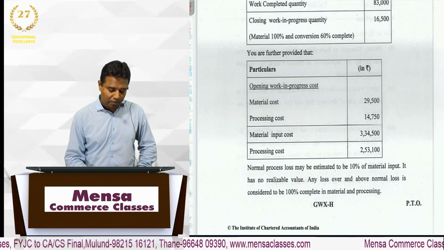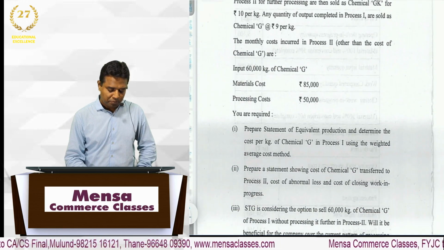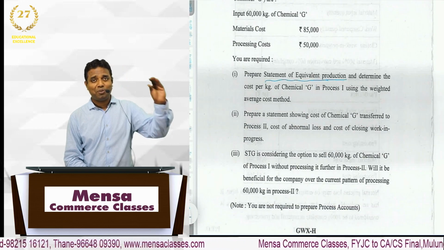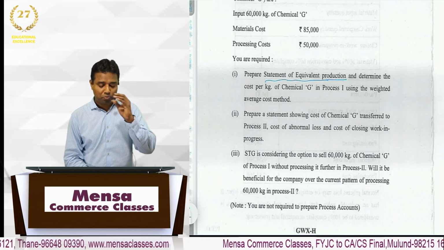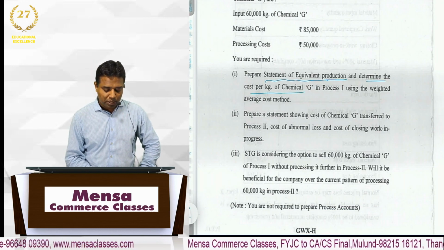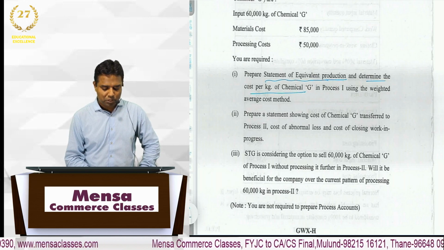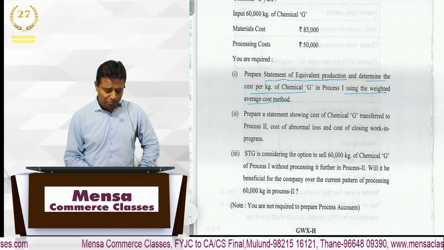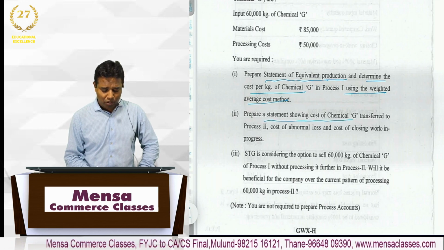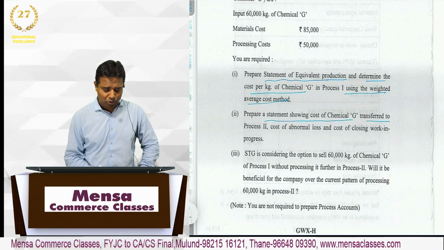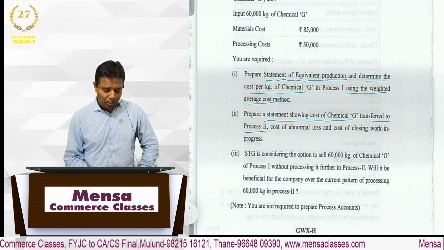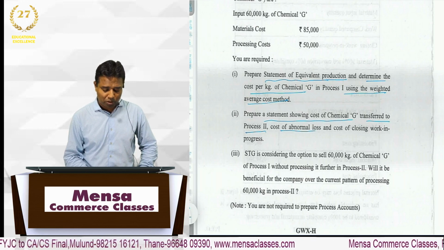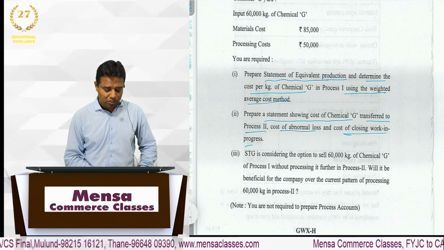What exactly are we supposed to do? Let's find out. Prepare a statement of equivalent production. So statement of equivalent units of production. Determine the cost per kg of chemical G in process 1 using weighted average method. So accordingly we'll do that. Prepare a statement of cost of chemical transferred to process 2. The total transfer to process 2, cost of abnormal loss, cost of closing WIP.